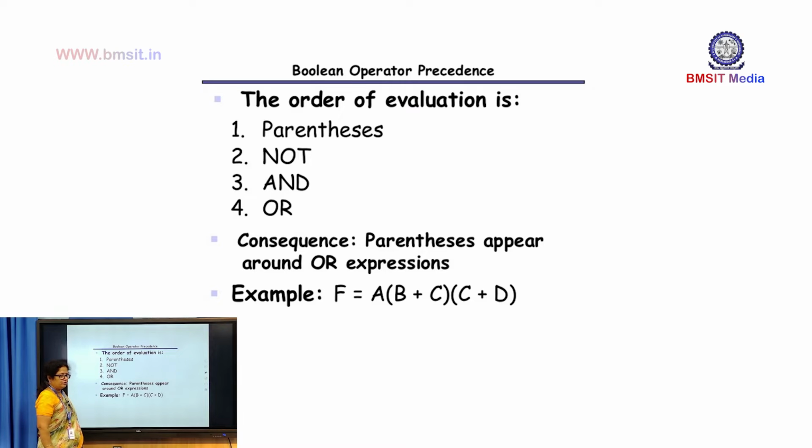Now suppose you are given a Boolean expression. The order of evaluation will be like this. If you have any parentheses in the expression, all the calculations within the parentheses are done first. Next, if any complements or NOT operations are there, they will be evaluated. Next is the AND function or Boolean multiplication, and the last operation is the OR function. Clear? That is how we have to follow the order for simplifying any Boolean expression.